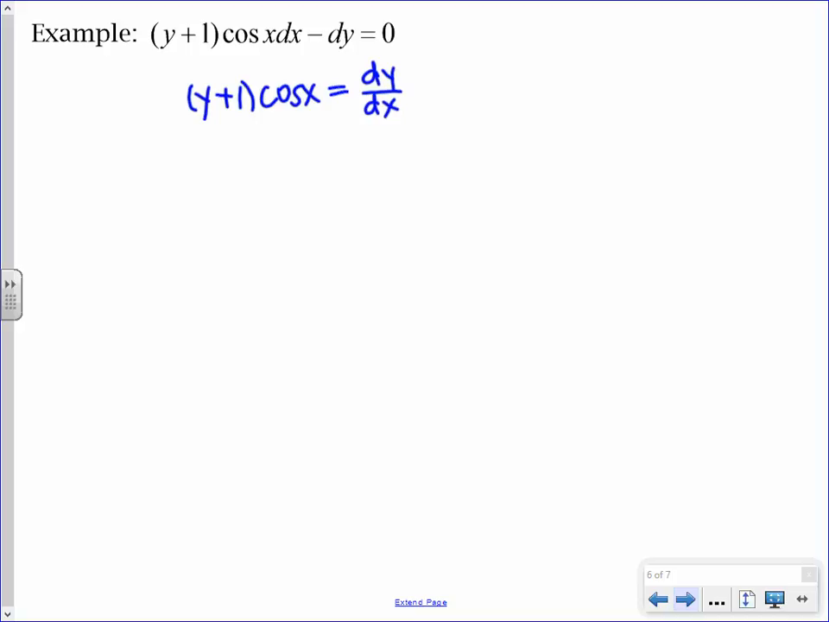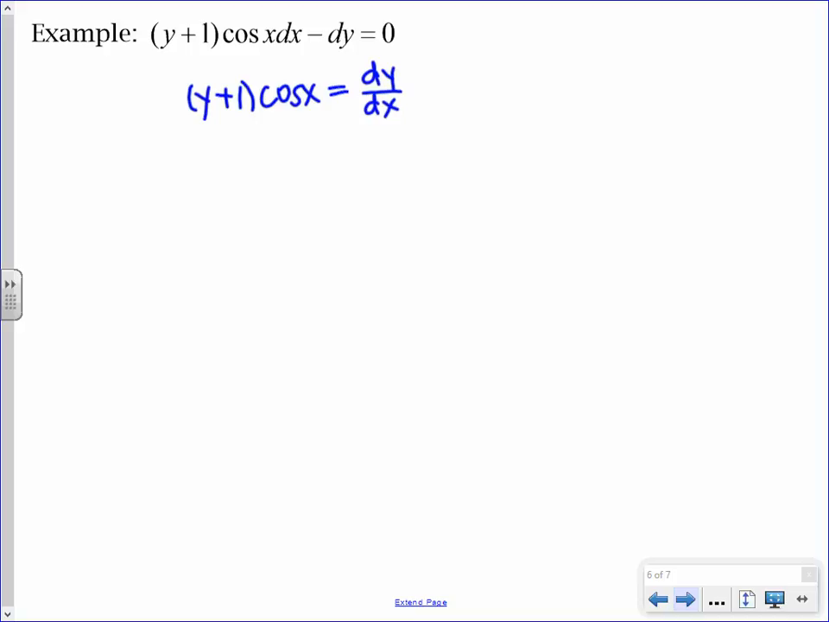Did you have 1 over y plus 1 dy, and then multiply the cosine by dx? Cosine dx equals 1 over y plus 1 dy. Second degree, yeah, something we can do. Should we see if we get to the same place? Okay, I'll do the separation of variables and we'll see if it matches.